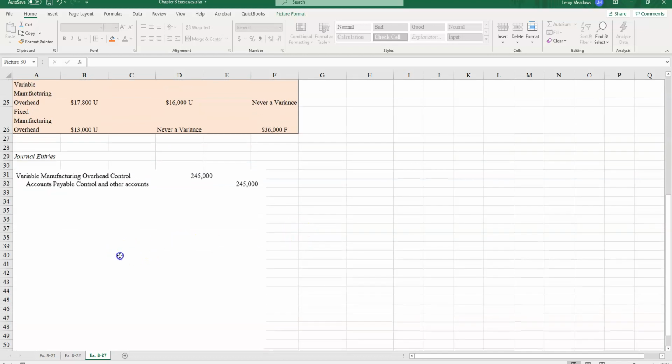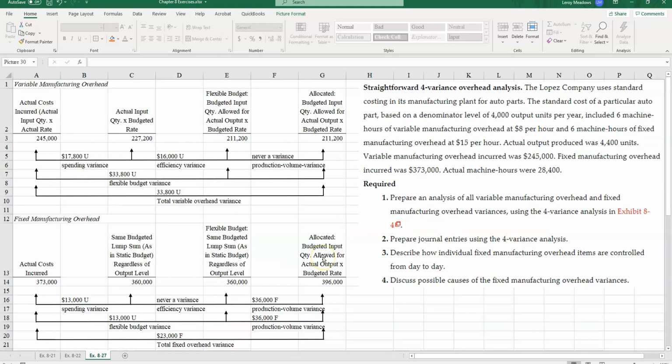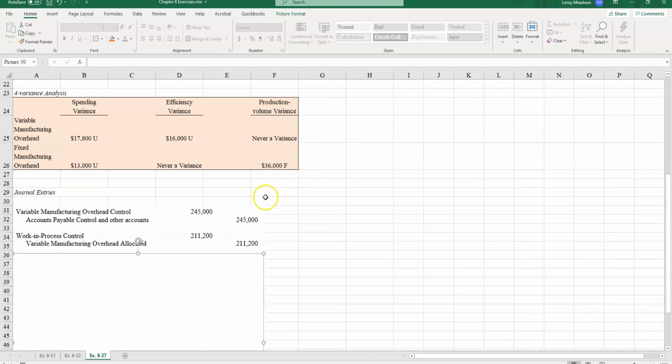The next journal entry I want to do is allocation of overhead. And how do I get my allocation of overhead? We computed that up here, $211,200. So I'm going to allocate that in the same way I would under job costing or process costing. Debit work in process control for the amount we're adding to work in process, and we're crediting variable manufacturing overhead allocated.